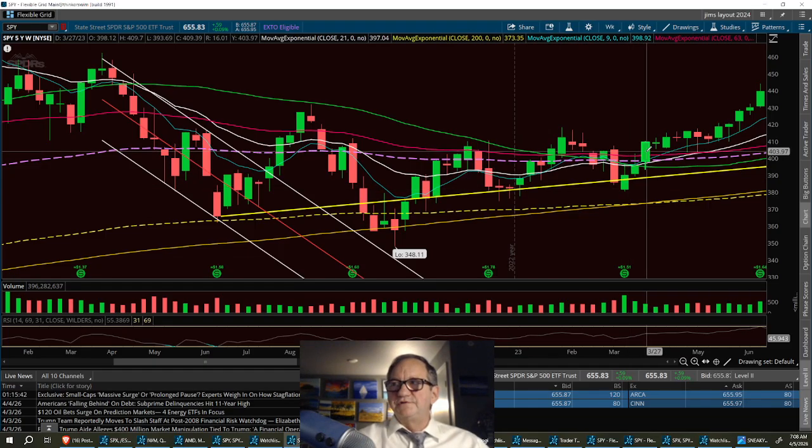3 white soldiers, double top, out of the trade. Triple top if you count the wick. 3 white soldiers, boom.